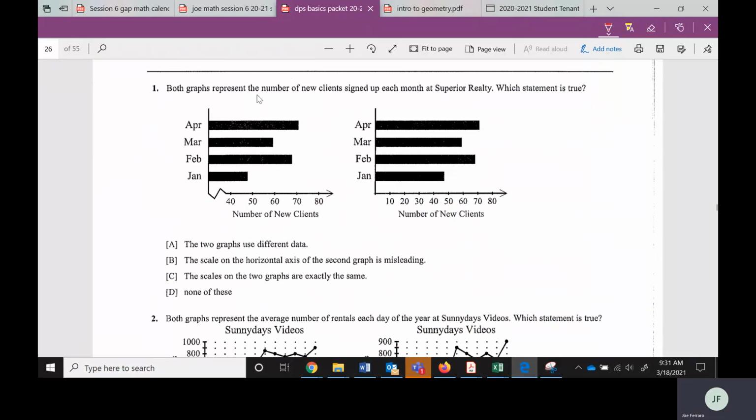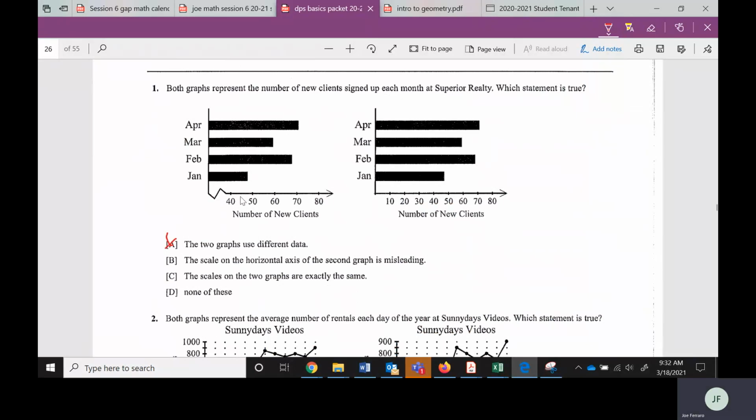So it says both graphs represent the number of new clients signed up each month at Superior Realty. Which statement is true? Okay, the 2 graphs use different data. Well, if you look, April's at 70, March is at 60, February is just a little under 70, January is a little under 50. So they use the same data. So you're looking for which one is true. This says they use different data. That's not true. They use the same.